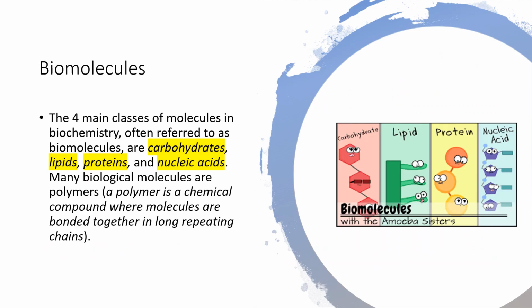Let us now discuss biomolecules. The main 4 classes of molecules in biochemistry, which are often referred to as biomolecules, are carbohydrates, lipids, proteins, and nucleic acids. Many biological molecules are polymers. A polymer is a chemical compound where molecules are bonded together in long repeating chains.